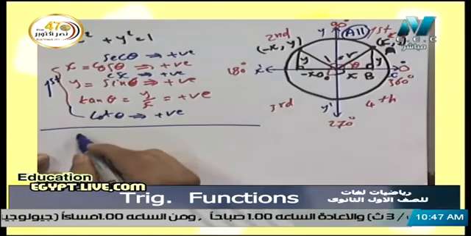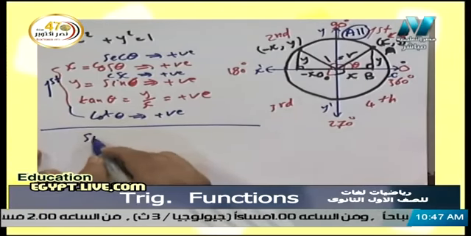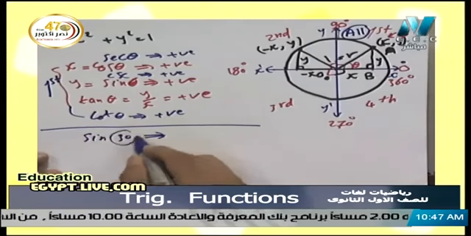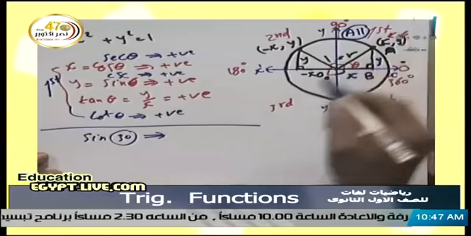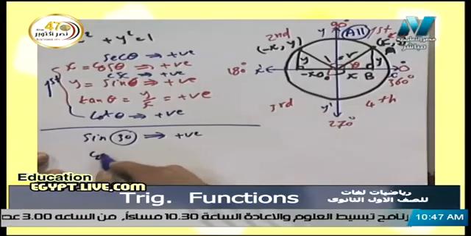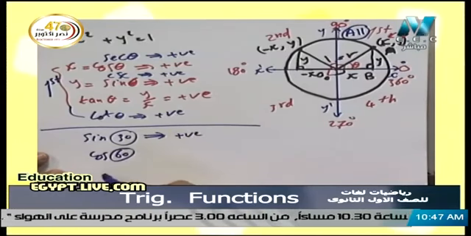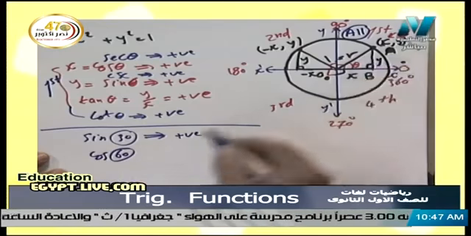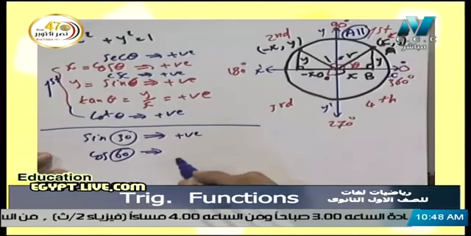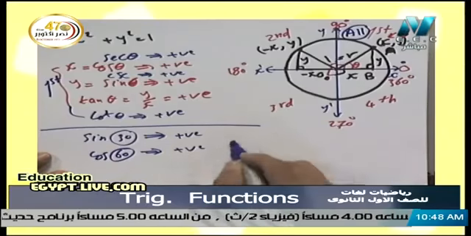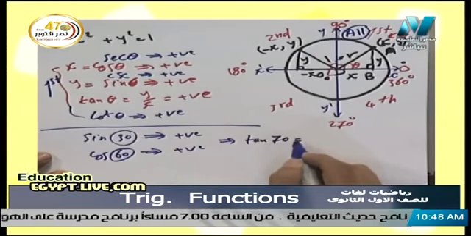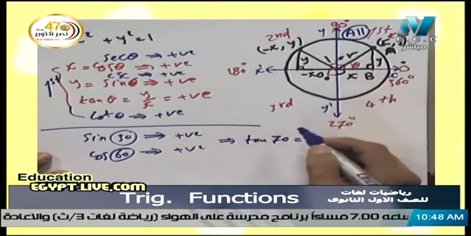So when someone asks us, is sine 30 positive or negative? We know that 30 lies in the first quadrant, so sine 30 will be positive. What about cosine 60, for example? We know that 60 lies in the first quadrant, and cosine in the first quadrant is positive, so it's positive also. And if he asks us about tan 70, for example, we know 70 is in the first quadrant, so it's positive.